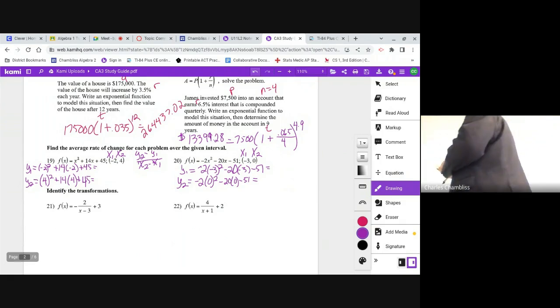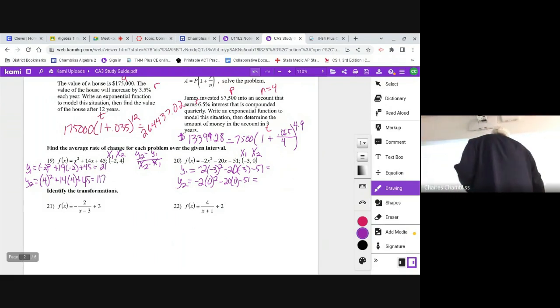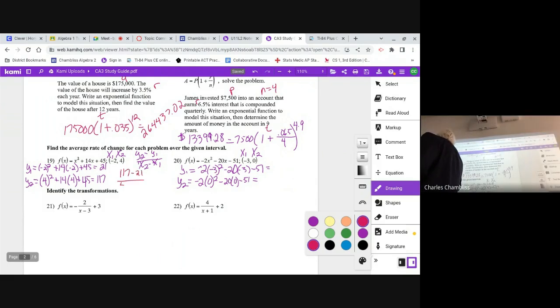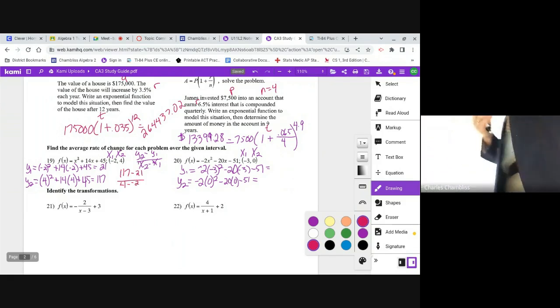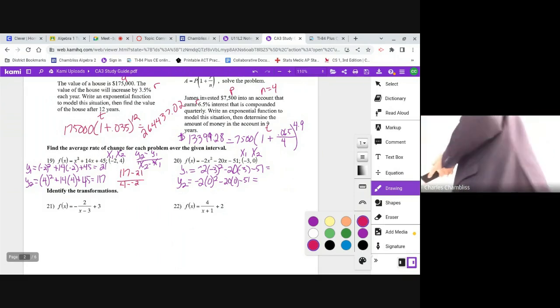All right, so for the first one at -2, I get 21. At 4, I get 117. So this is going to be 117 minus 21 over 4 minus negative 2. Y2 minus Y1 over X2 minus X1. And I get 16.